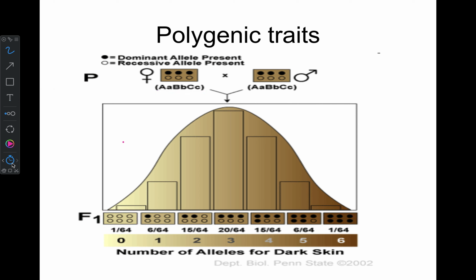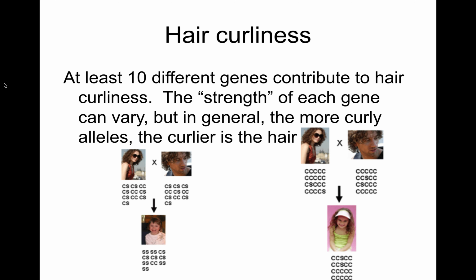So a lot of things about your body are affected by more than 1 gene. Most traits in your body are polygenic, right? How big your liver is is polygenic. A lot of your brain development is polygenic, right? It can't be as simple as 1 trait. Hair curliness is polygenic, right?